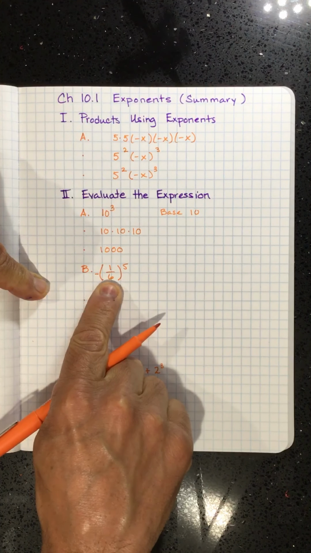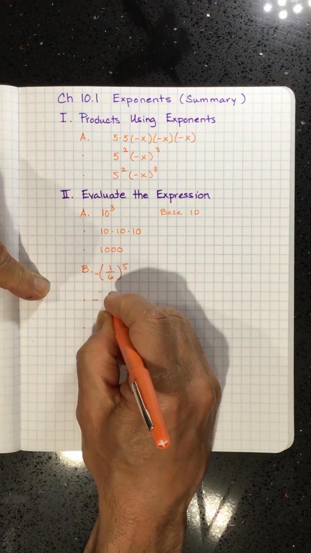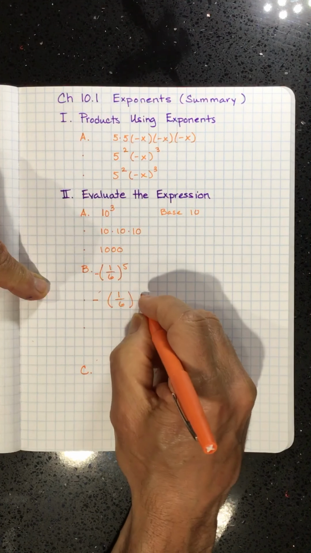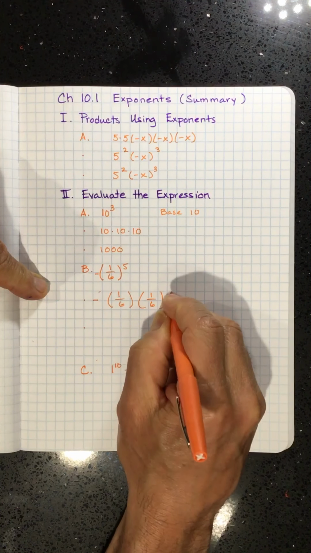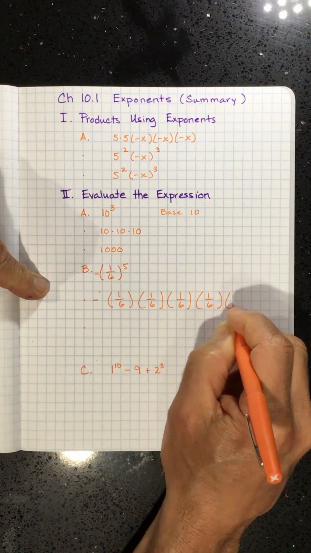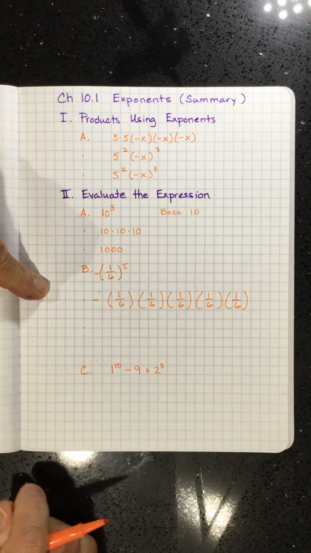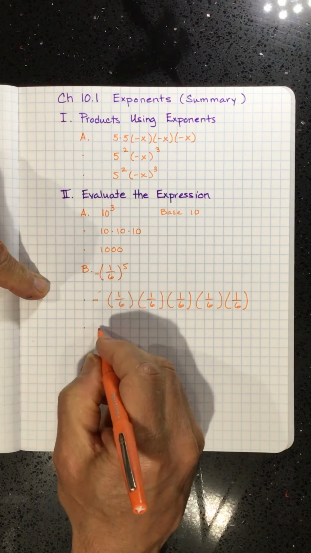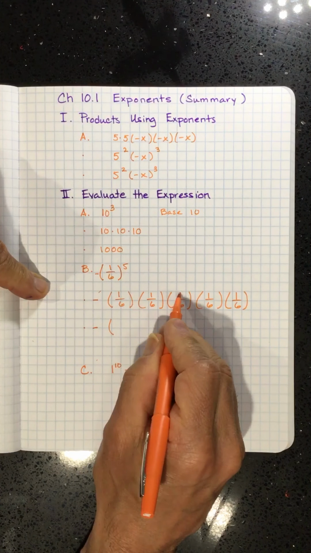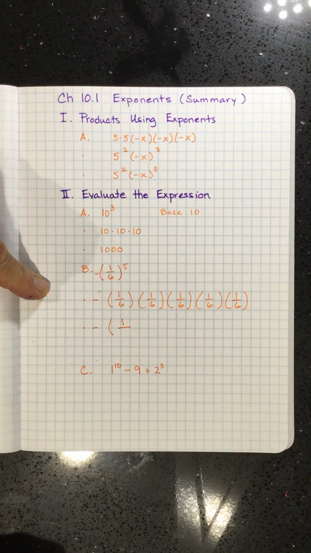This is the negative of the quantity 1 over 6 to the 5th power. So here's the negative times the quantity of 1 over 6. We're going to write that 5 times. 1, 2, 3, 4, 5, right? Now obviously we all know that 1 times 1 times 1 times 1 times 1 is 1, okay?